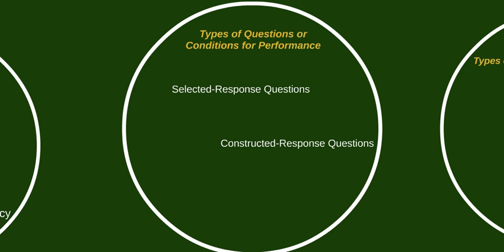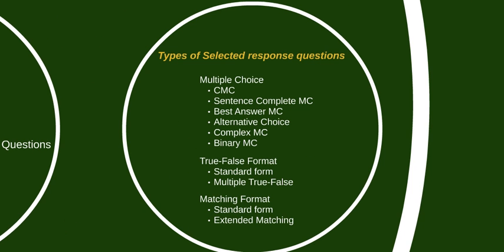All right, in terms of selected response questions, we're going to take a look at those first. Here are the three general categories: multiple choice, true-false, and matching. And then we're going to look at some variations of these too, because if you're always giving the same thing, it gets a bit boring after a while.